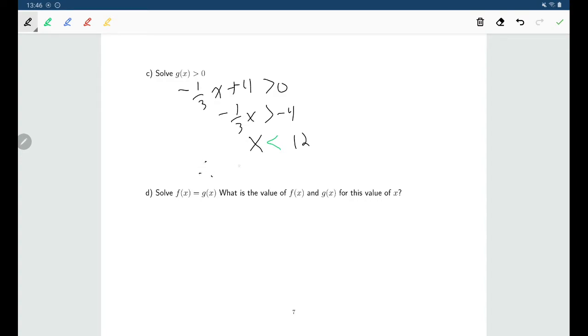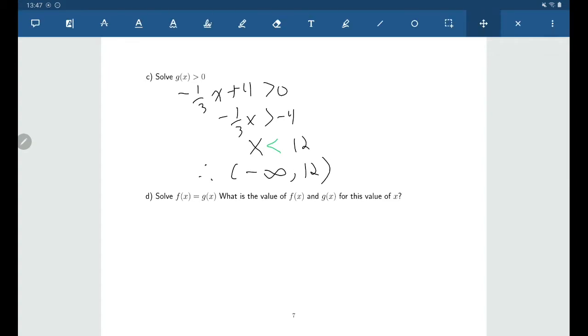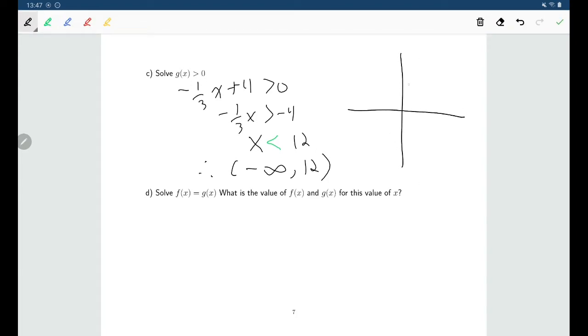So all the values less than but not equal to 12, those would be all the values of x where g of x is greater than 0. So that means that when we get into graphing that function, we're going to find that for all the values of x that are less than 12, that's where our line is above the x-axis. Of course, remember here that, again, g of x greater than 0 is the same thing as asking when the y values are greater than 0.